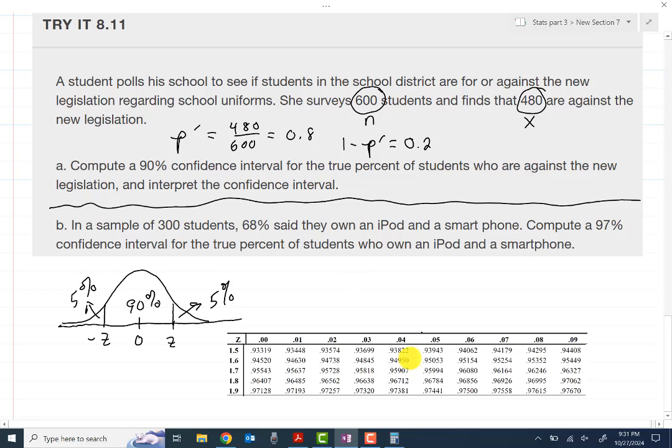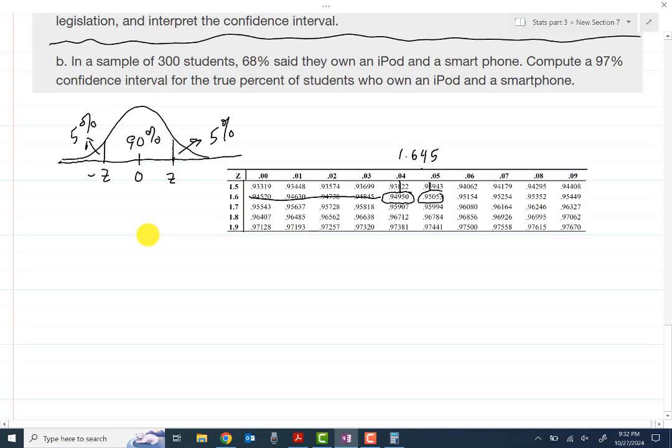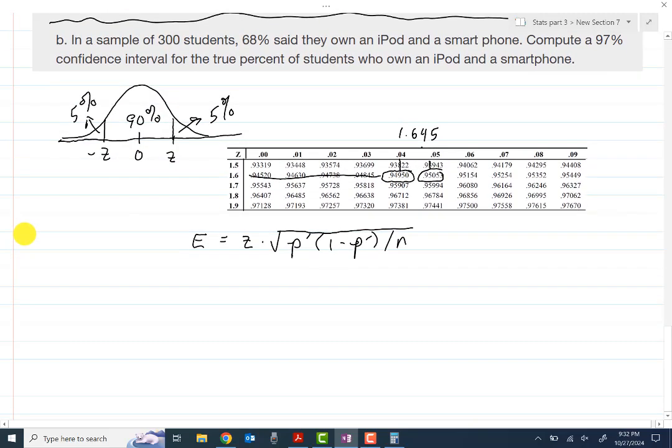All right, here's the relevant section of the table, and I see that 0.95 is trapped between two values, 1.64 and 1.65. So I will take the average, 1.645. So here, once again, z times the square root of p prime times 1 minus p prime over n. Now let me see, what was our p prime? It is 0.8.